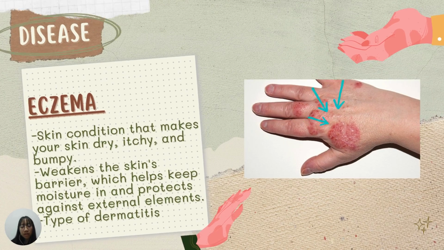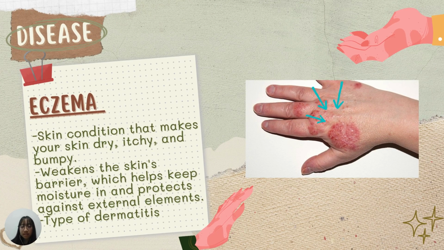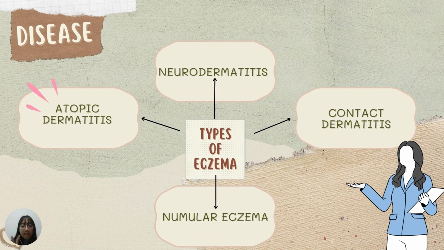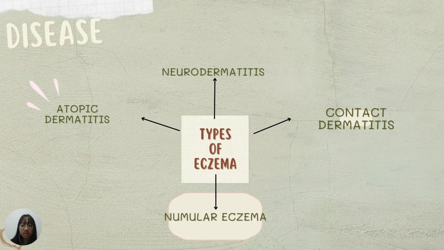And the next one, I'll be talking about the disease. So one of the diseases of the skin is known as eczema, where it is a skin condition that will make your skin dry, itchy, and bumpy. So basically, eczema consists of many types, such as atopic dermatitis, general dermatitis, contact dermatitis, and also nummular eczema. But I'll be touching on atopic dermatitis.